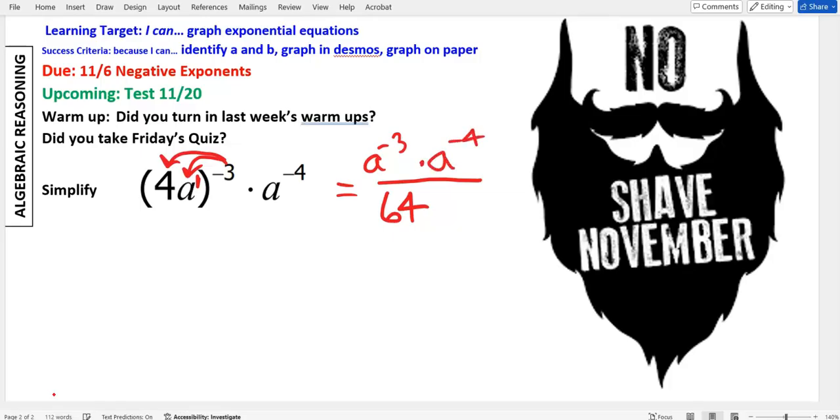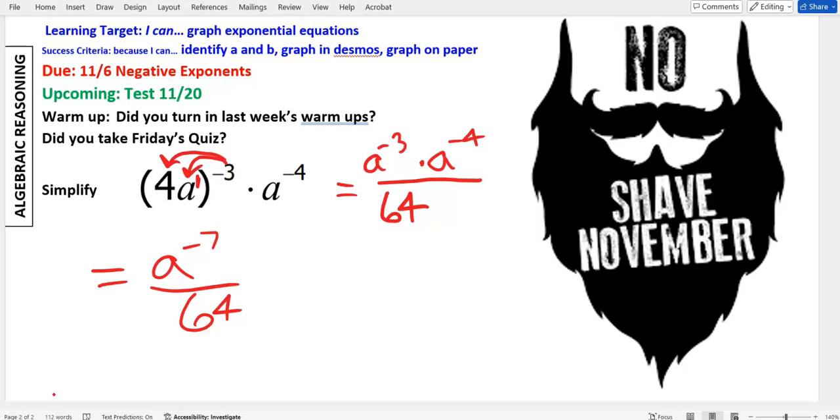Okay. Now, we're not done here. There's one right here, too. We're not done because, look, I have the same base being multiplied. So what do I do with these numbers here? We have to add them up. What's negative 3 plus negative 4? Negative 7, right? So it equals a to the negative 7 over 64, right?